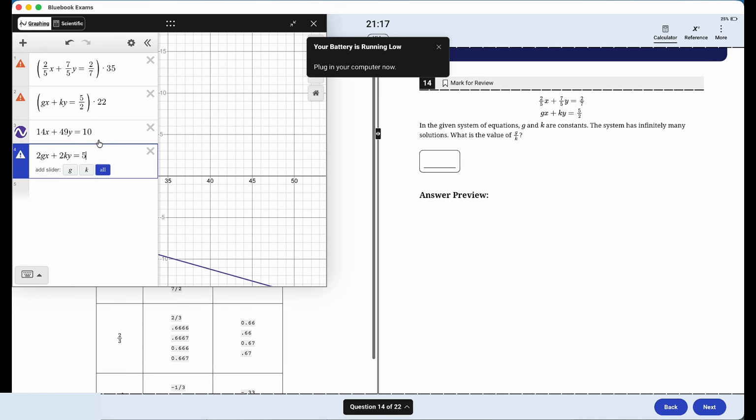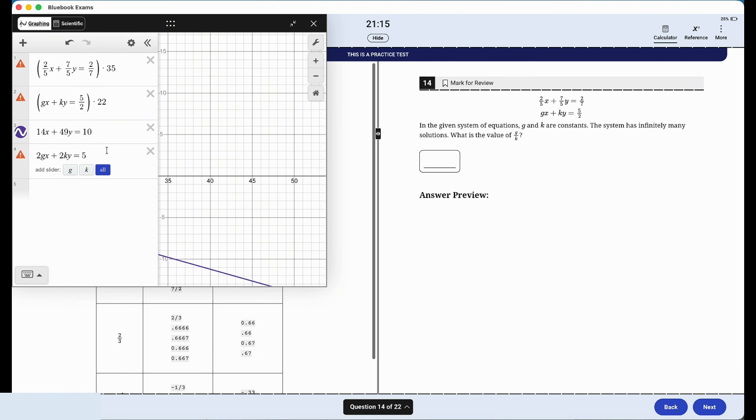So now I'm not done yet because these are still not the same, right? So this one equals 10, this one equals 5, right? So I still got to multiply this one by 2. So you see, that'll actually become 4gx plus 4ky equals 10, right? Now they're the same. You see 10, 10.